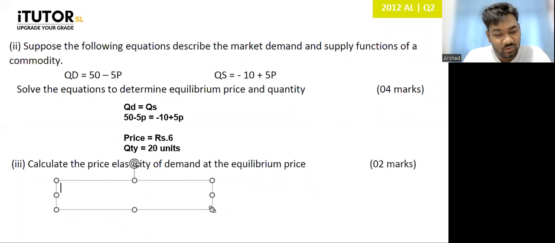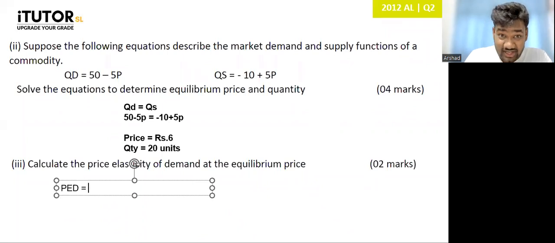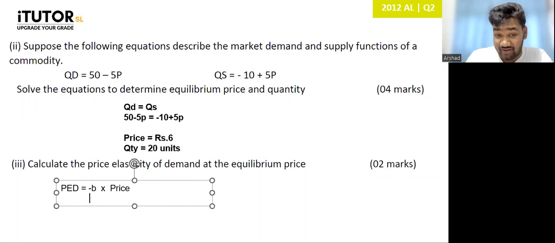Remember, what can you do then? PED equals change in QD over change in P. So instead of saying change in QD over change in P, we did this in past papers also, you can say minus B, multiplied by price over QD. We did this in paper 1.